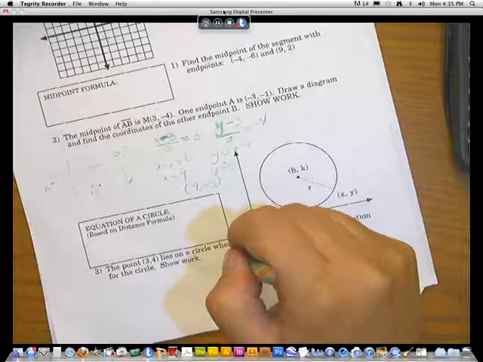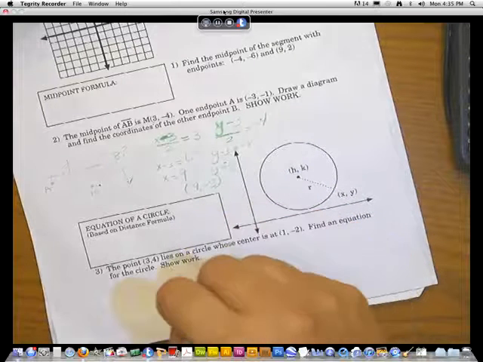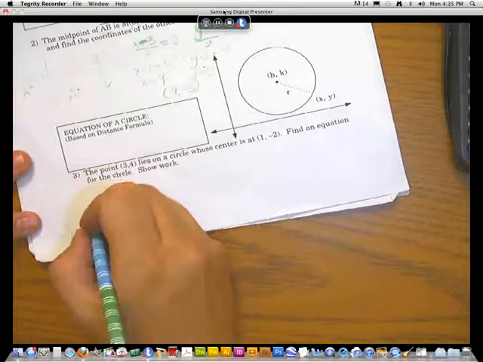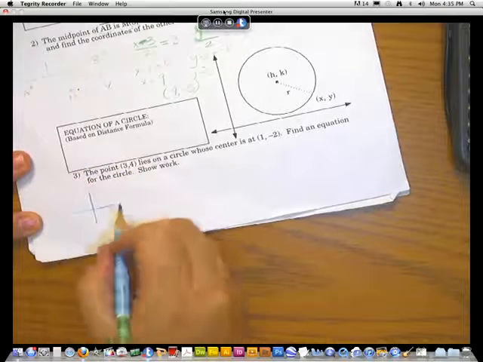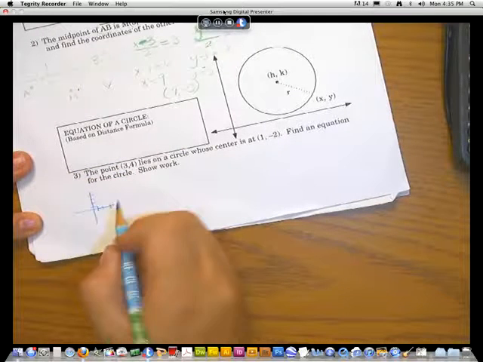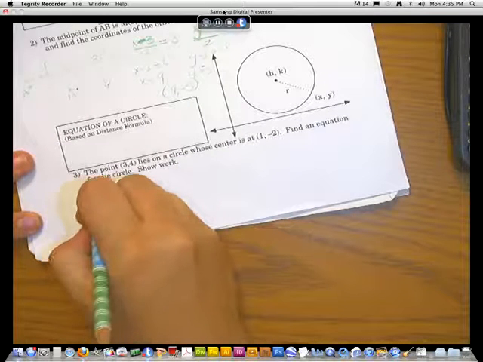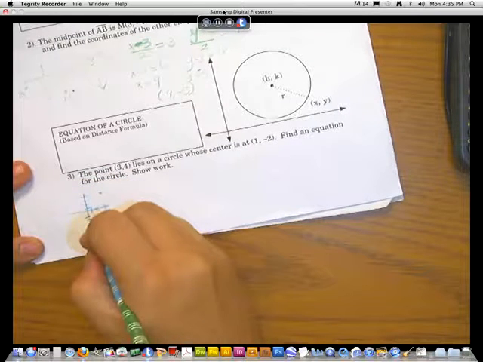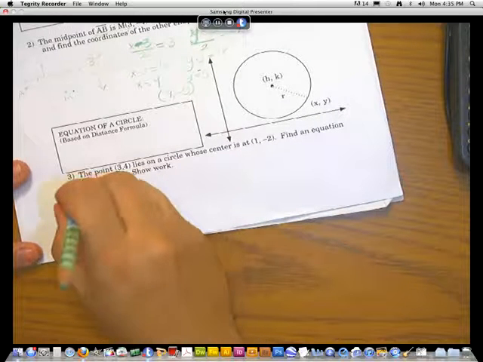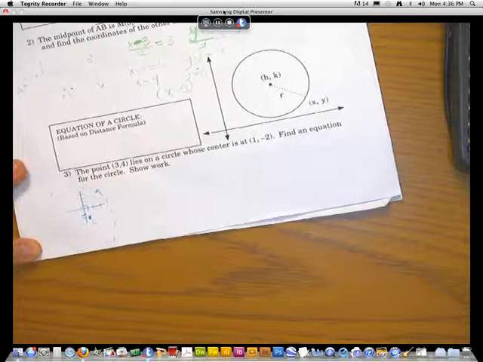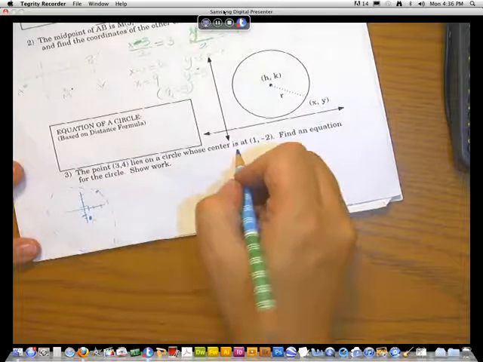Alright, you were given the equation of a circle you can find on page 8. So for example, number 3 here, where the point 3,4 lies on a circle whose center is at 1, -2, find the equation of the circle. First of all, again, let's look at this kind of graphically. Here's the point 3,4, and it's on the circle whose center is at 1, -2. So if this is my center, and this is part of my circle, something to that effect, we want to find the equation.